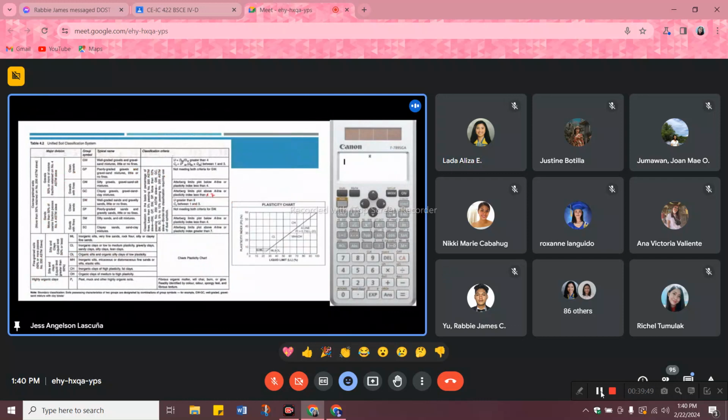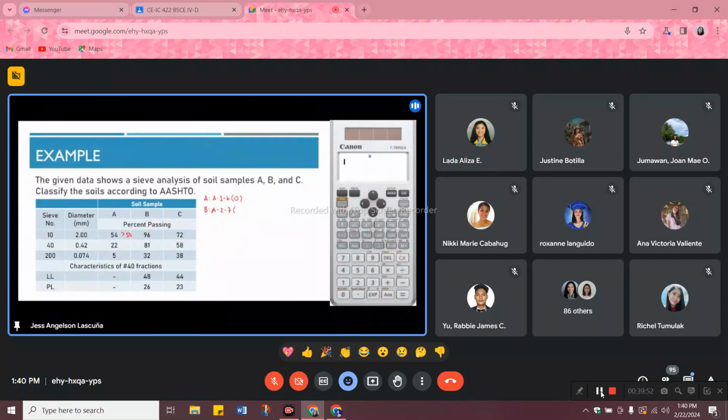So our final answer for soil B is that it is classified under A-2-7 with a GI of 2.